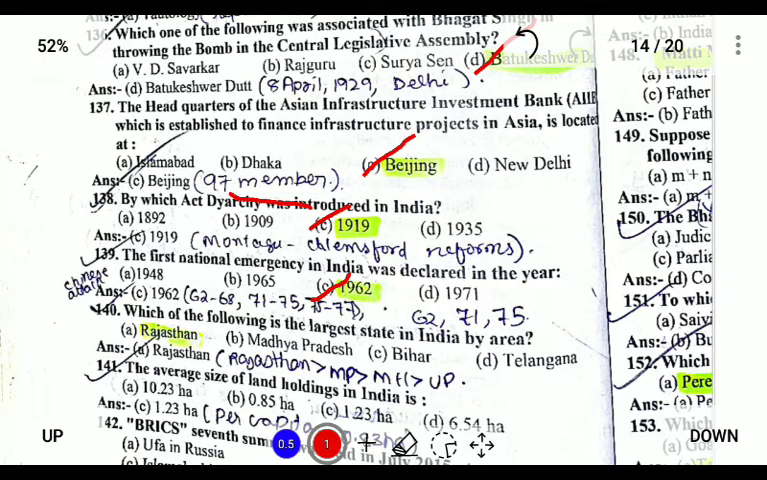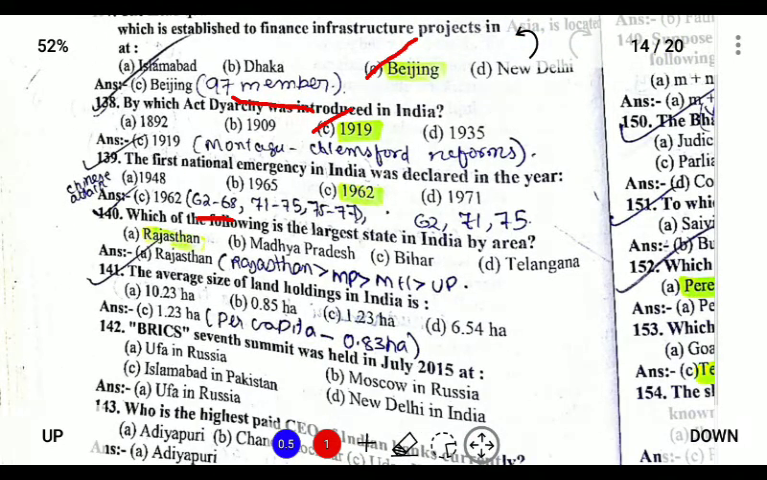That is during the Chinese invasion in 62 to 68, in the Indo-Pakistan War of 71 and 75, and another emergency which was started by Indira Gandhi in 1975 to 77, following which the 42nd Amendment of the Indian Constitution was provided, which was also known as the Mini Constitution of India. Next, which of the following is the largest state? The largest state is Rajasthan, and second is Madhya Pradesh, third is Maharashtra, and last is Uttar Pradesh. The average size holding in India is 1.23 hectares.